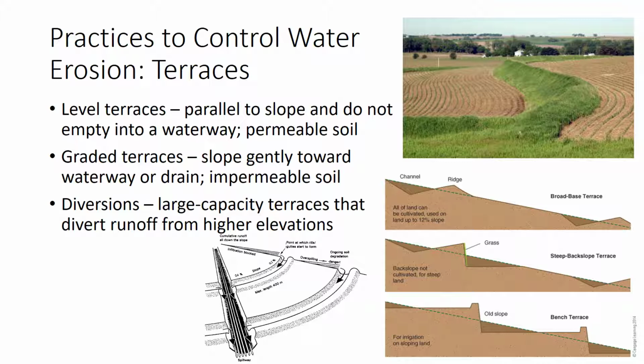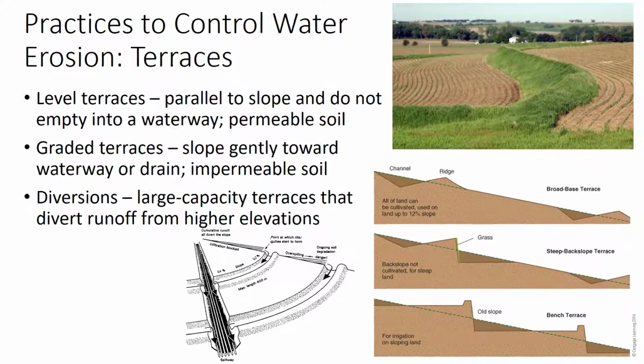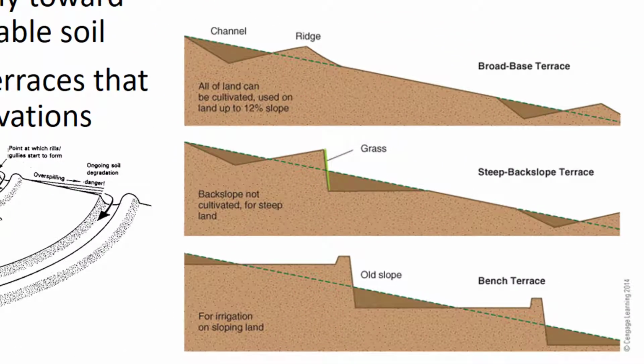Level terraces are parallel to the slope and do not empty into a waterway. This type of terrace is used where soil is permeable enough so that water can seep in once captured in a terrace. Graded terraces are needed where water cannot soak in enough. These may slope gently toward a waterway or be drained by an underground tile outlet. Several terrace designs are shown in the bottom figure. Of these designs, the broad-based terrace is most common.